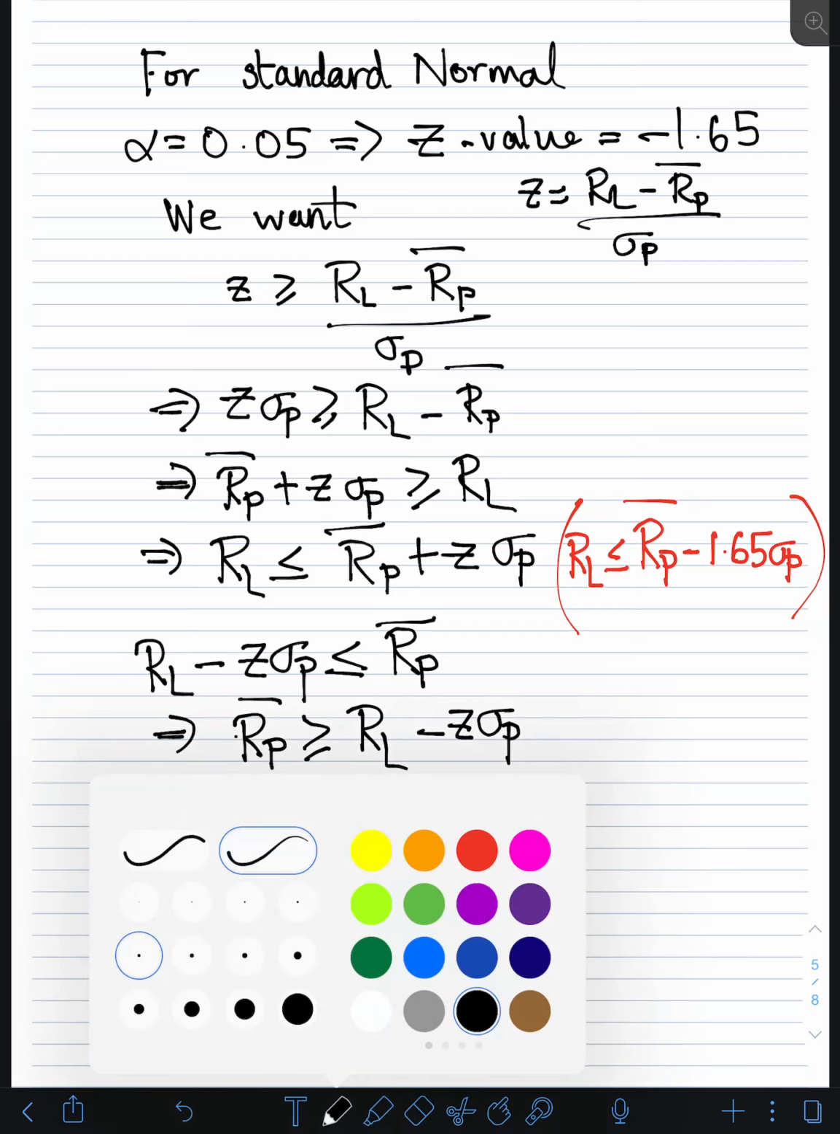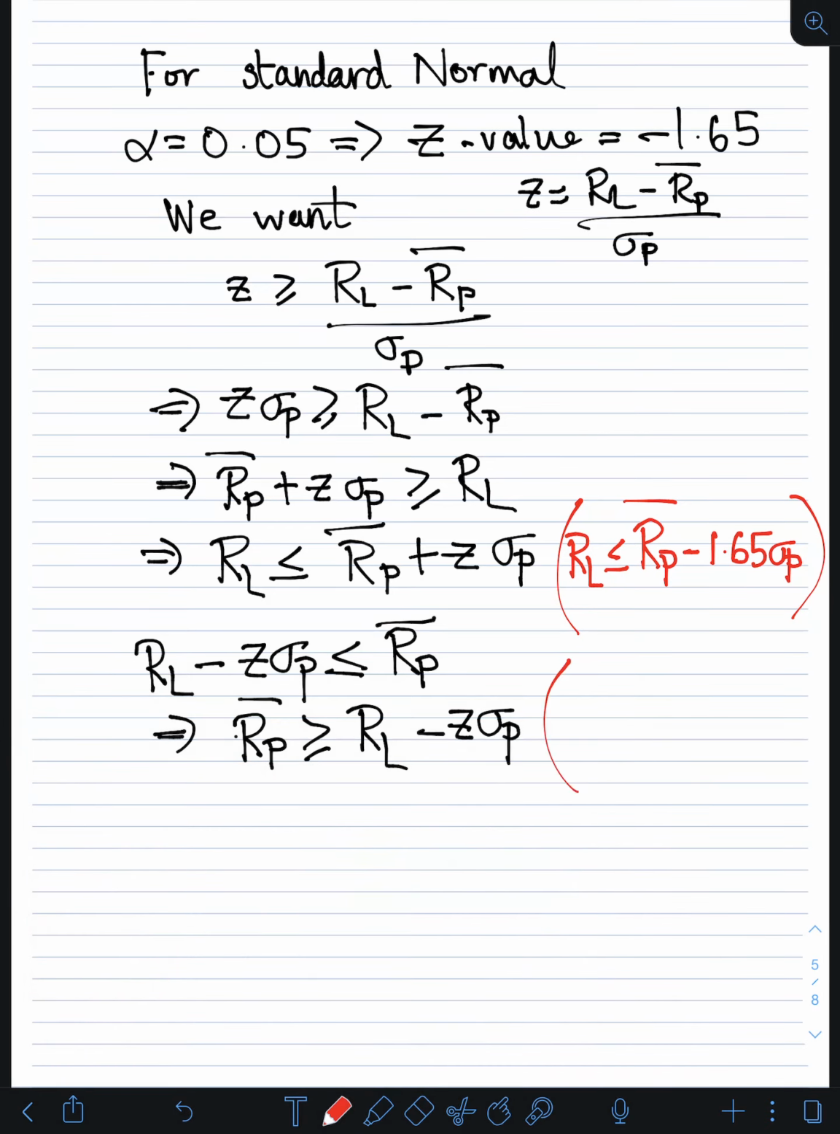Okay, and now if we put numbers to that, like what we did before, we have R P bar is greater than or equal to R L. Now we have a minus sigma P, minus Z times sigma P here, but Z is minus 1.65, so minus times minus will be a positive, so you're going to get plus 1.65 times sigma P. Okay, so that's basically how the textbook arrived at their equations.